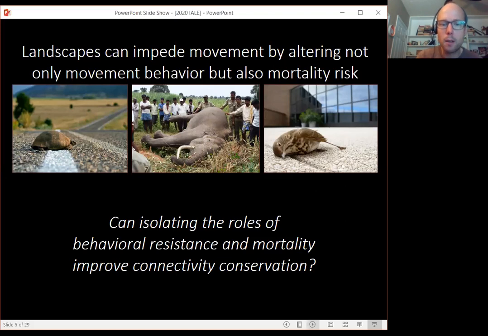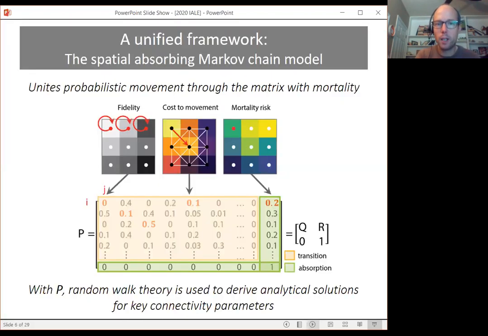And so we want to ask the overarching question of if we can isolate the roles of resistance to movement, or the impact of the landscape on movement behavior and flow relative to mortality risk, can this help us improve connectivity conservation? And so to address this issue, we've developed a framework that we affectionately title a unified framework, and I'll explain why in a moment. And this framework is called a spatial absorbing Markov chain model.